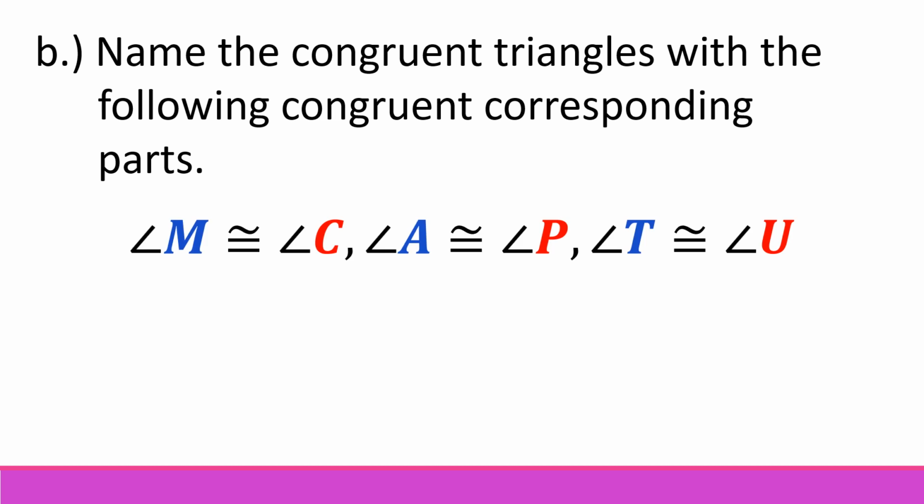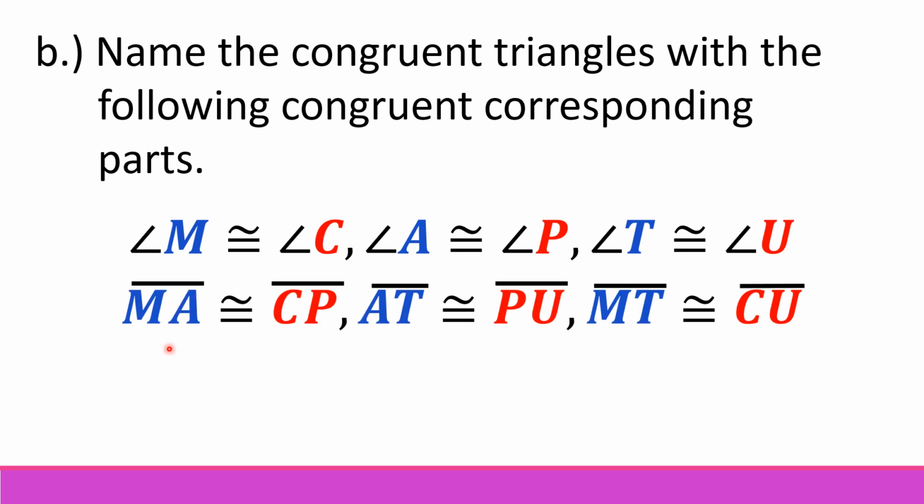So, halimbawa, the given vertices are angle M is congruent to angle C, angle A is congruent to angle P, and angle T is congruent to angle U. And the congruent sides are side MA is congruent to side CP, side AT is congruent to side PU, side MT is congruent to side CU.